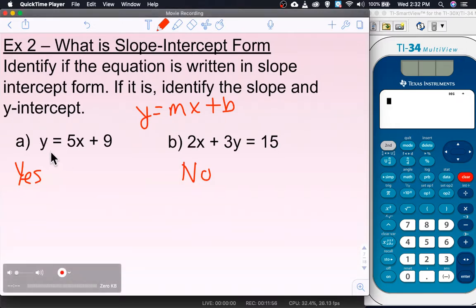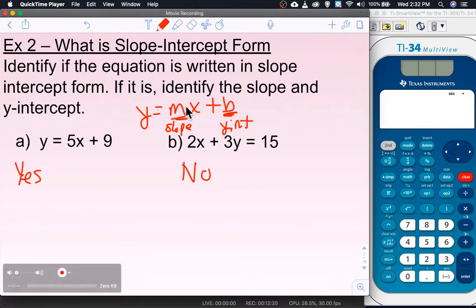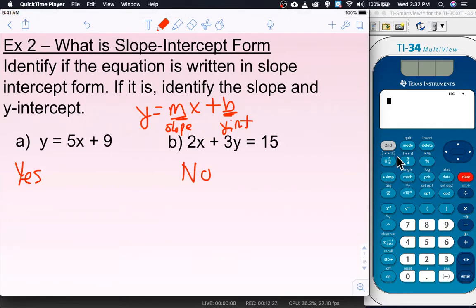Okay, this one is slope-intercept form because it fits the pattern. Y equals mx plus b. The x and the y will always stay x and y. But the m and the b, remember how we said this piece is our slope and the b is our y-intercept. But x and y stay x and y. This one does not fit into that pattern. It is not y equals. There's other junk over here. So that's why that one's not in slope-intercept form.